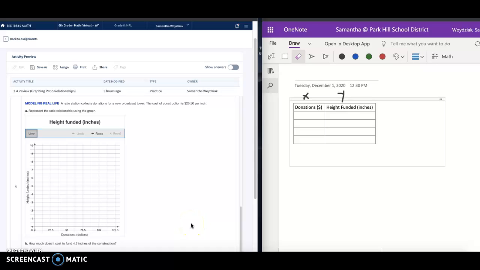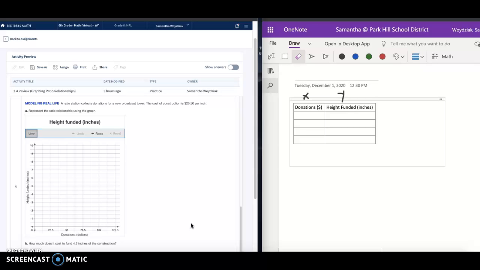This is 3.4 review, number 4. It says modeling real life. A radio station collects donations for a new broadcast tower. The cost of construction is $25.50 per inch. 4A says represent the ratio relationship using the graph.